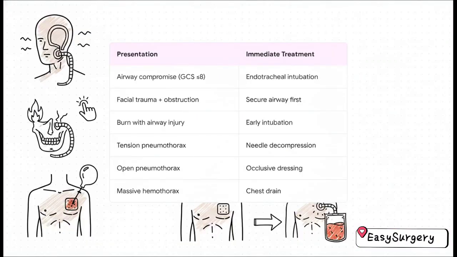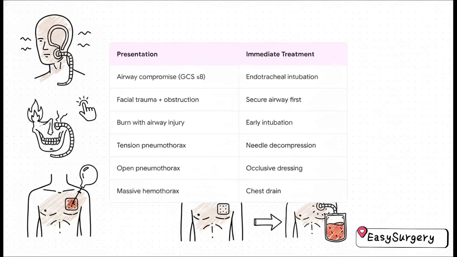All right, let's jump straight into part 1, emergency initial management. In the trauma bay, seconds literally save lives, and it always starts with the ABCs. If your patient has a compromised airway or a Glasgow coma scale of 8 or less, you are going straight for endotracheal intubation. Got a burn patient with a suspected airway injury? Early intubation is your mandate, right away, before that tissue swells up and closes the airway completely.